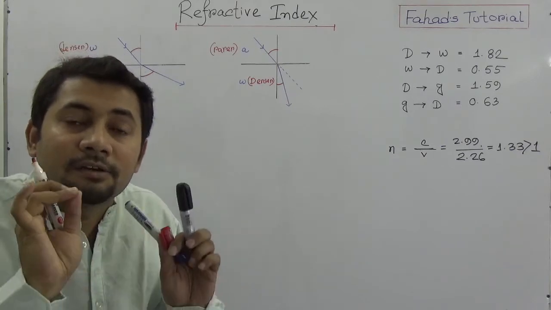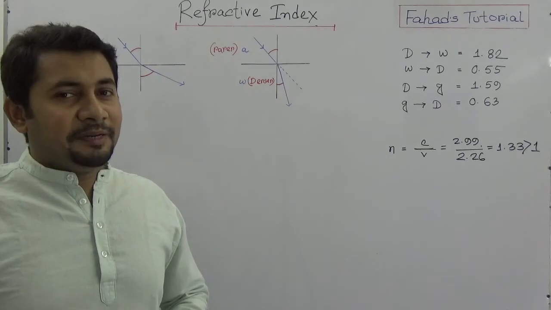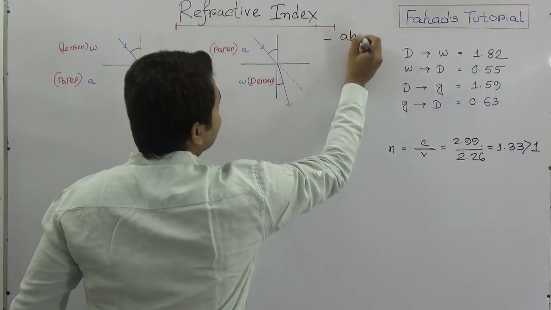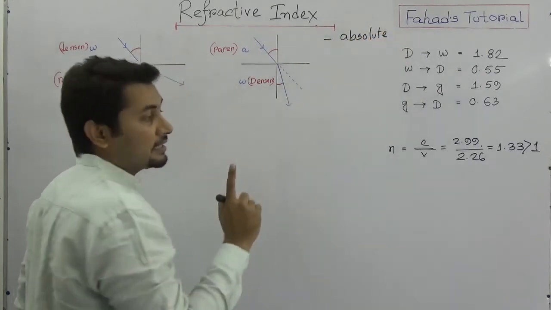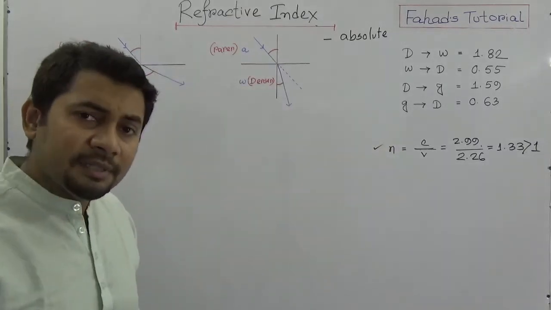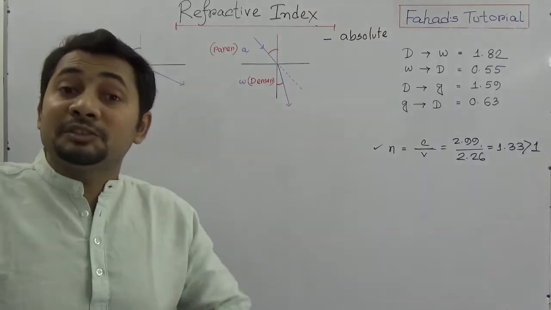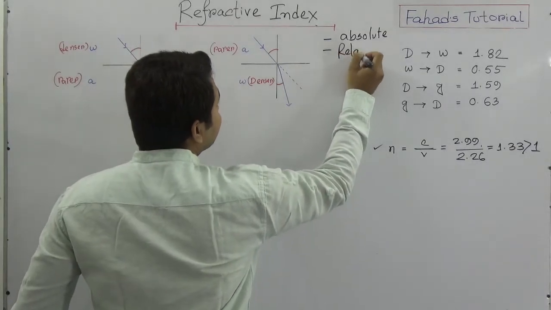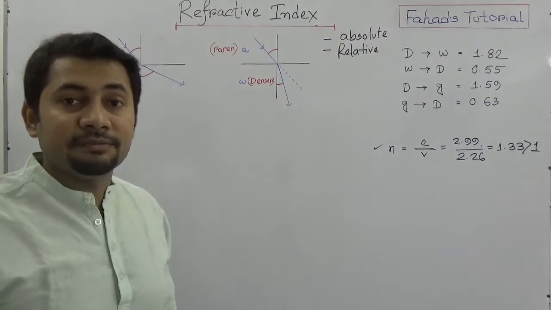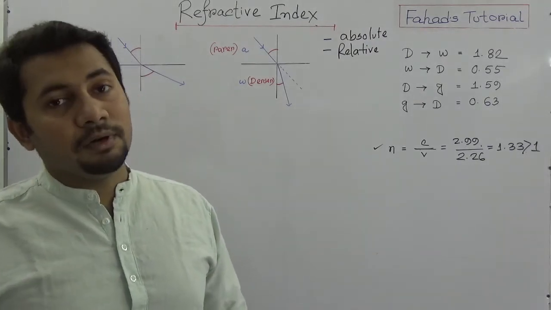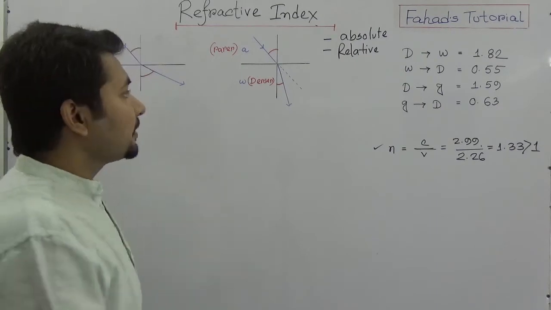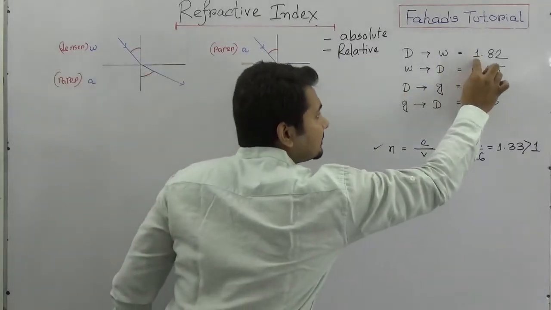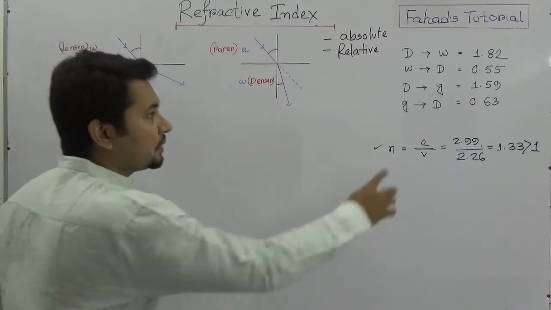So the concept of refractive index depends on two things. We know the refractive index can be of two types: absolute refractive index, which is the velocity of light in vacuum with respect to another medium, and relative refractive index, where that quantity can be less than 1. How? I have given some examples, which are also given in the books. This refractive index is greater than 1, but this one is less than 1.